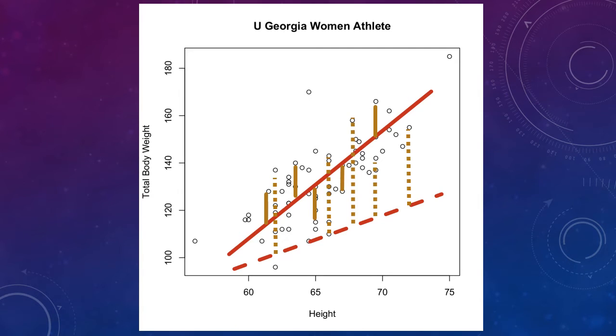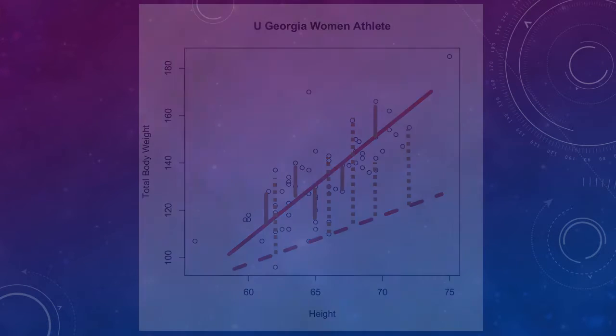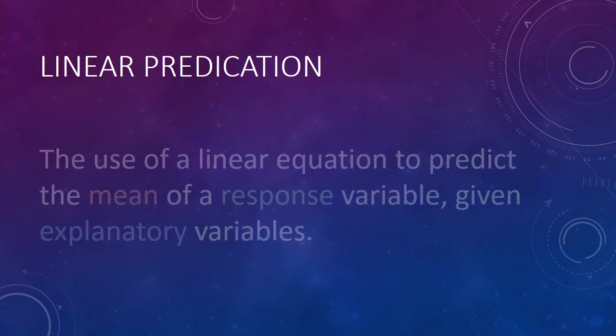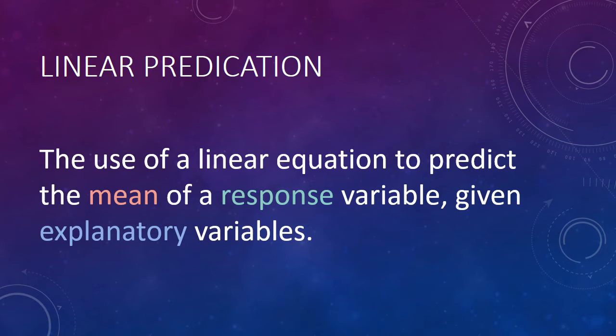Now that we have a description of a linear association between two variables, we can use that description to make predictions about the response variable based on the explanatory variable. This is called a linear prediction. That is, the use of a linear equation to predict the mean of a response variable given explanatory variables. That is to say, the mean of the response variable for all of those observations that have the same value for the explanatory variable.